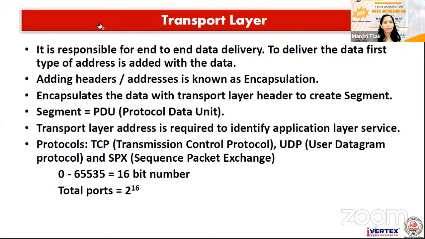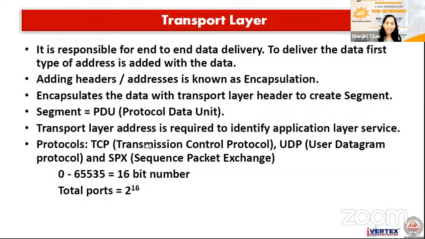Have you heard about it before? That the transport layer uses port numbers. Now, why are these port numbers used? A port number is nothing but addressing used at the transport layer, and these port numbers are used to identify the application layer service. Is that clear?